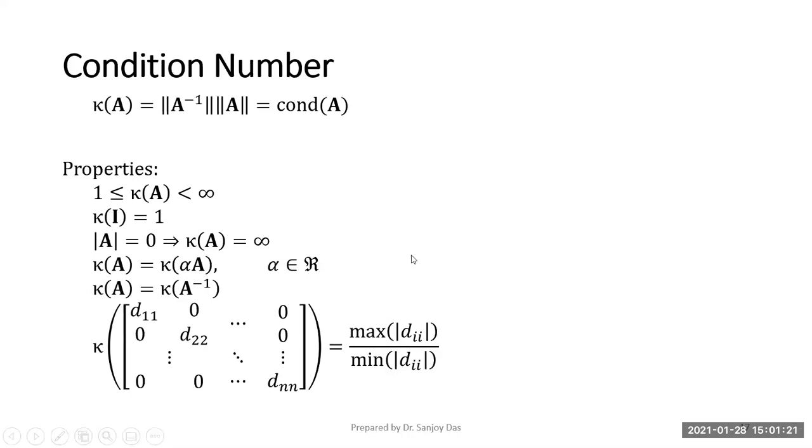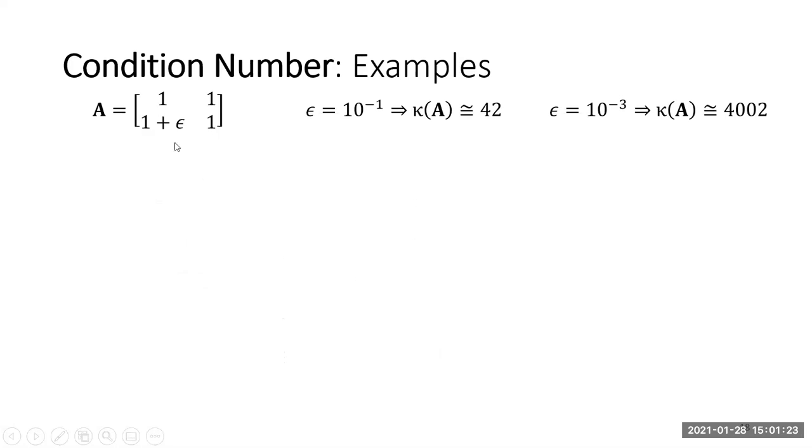How is it useful? Here's an example, before we go to its use. So this is a matrix, 1, 1, 1 plus epsilon, 1. When epsilon is 0.1, the condition number is 42. Not that bad, right? The condition number is between 1 and infinity. At least it's not 500, 5,000. It can go up to anything. So this is acceptable, maybe, depending on what we want to do with this matrix.